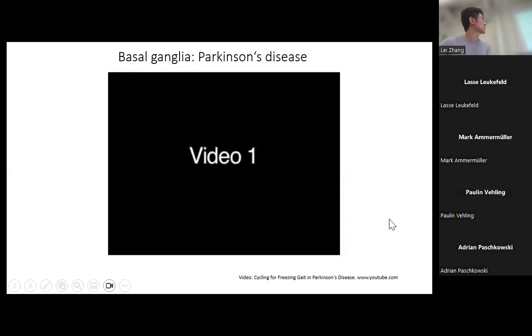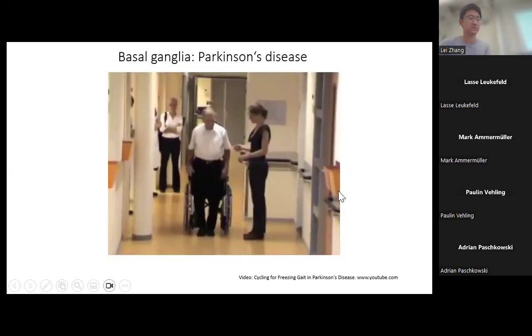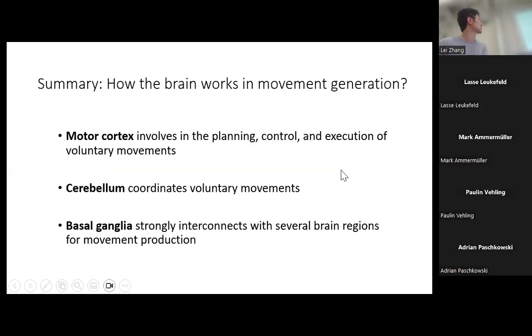Okay, so this is just some example of what happens if something goes wrong in the brain. I hope we have learned something about the motor cortex, which is important for control of voluntary movement, and the cerebellum for coordination of the movement. The basal ganglia is also interconnected with many brain regions and important for movement initiation.